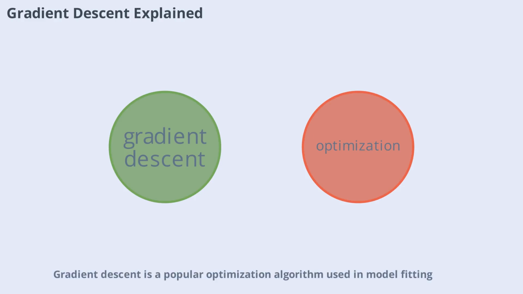Gradient descent is a popular optimization algorithm used in model fitting. It works by iteratively adjusting model parameters to minimize the loss function. Think of it as taking small steps downhill on a landscape, always moving towards the lowest point. This process helps find the best fitting model parameters efficiently, especially in complex models like neural networks.